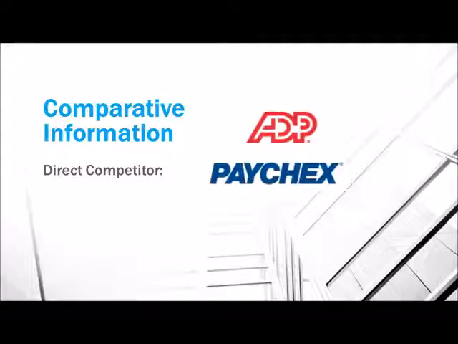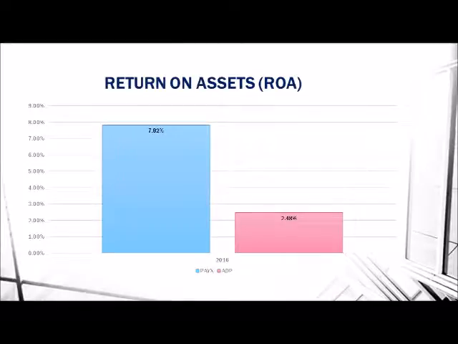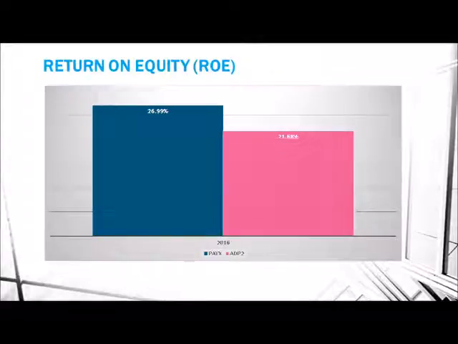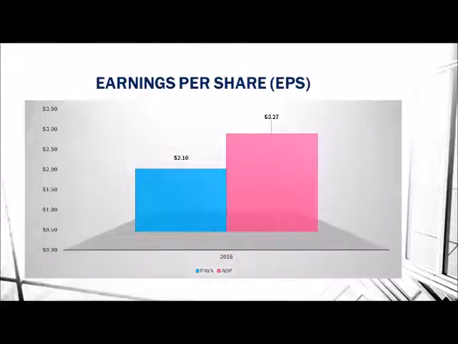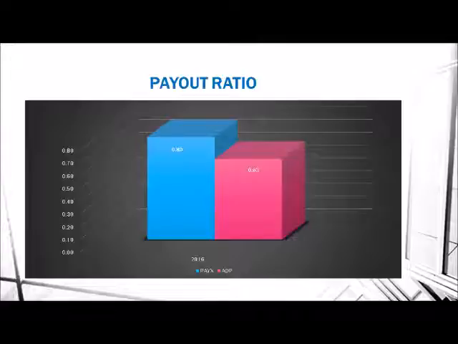Let's look briefly at each slide. In comparison to ADP, Paychex's return on assets and return on equity is noticeably higher, which means that Paychex is more efficient in generating earnings from its assets and shareholders' equity, and had a higher ratio of profit margins on sales. Although in 2016 ADP had a greater earnings per share than Paychex, ADP's payout ratio was lower than Paychex.